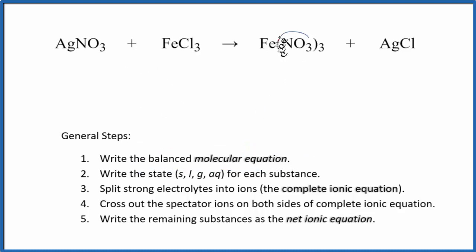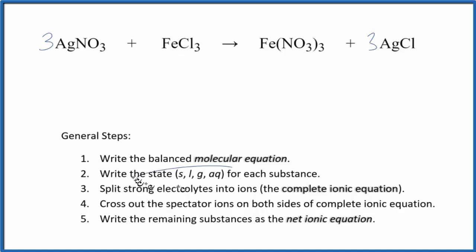I can see there are 3 nitrate ions here and only 1 here. So I'm just going to put a 3 in front of the AgNO3. Now I have 3 silver atoms, so I'll put a 3 over here. Those are balanced, but now I have 3 chlorines. Well, that's good because I have 3 here, and then I have an iron here, an iron here. This is the balanced molecular equation.